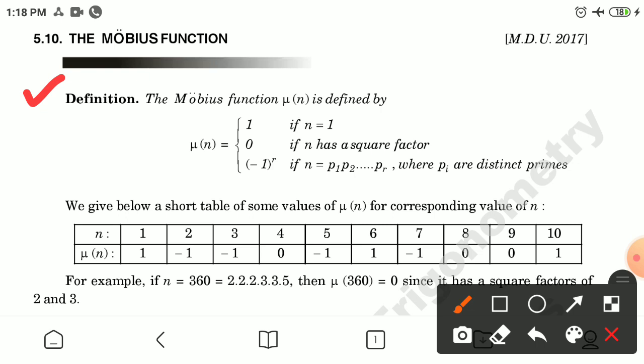The Mobius function mu(n) is defined by the rule: mu(n) has value 1 if n is equal to 1, value 0 if n has a square factor, and value (-1)^r if n is equal to p1 p2 ... pr, where the pi are distinct primes.